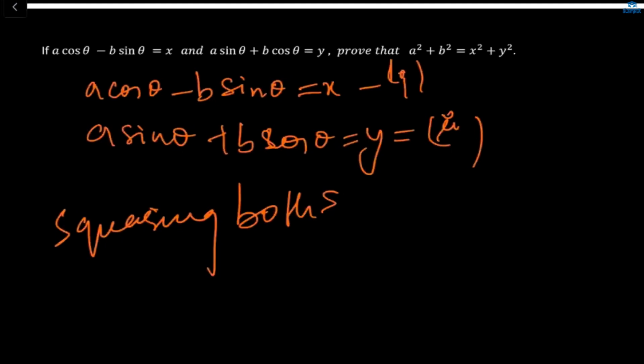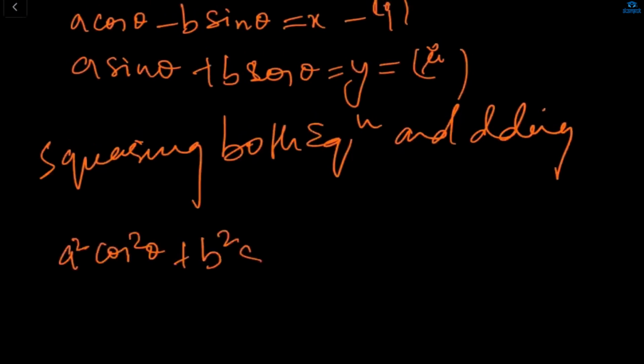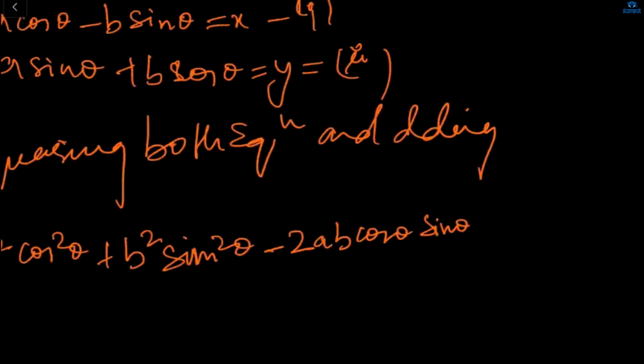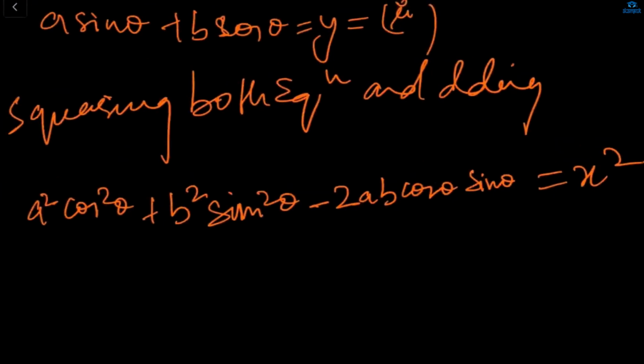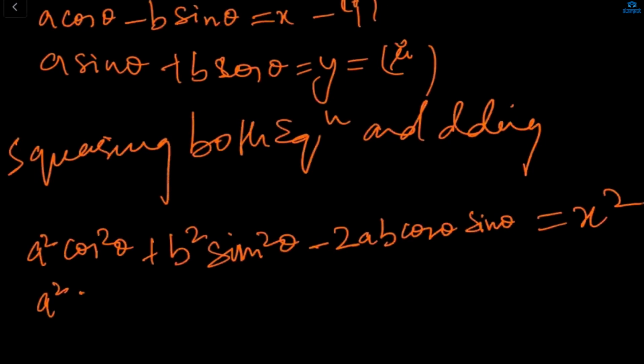Okay, so it will be a square cos square theta plus b square sin square theta, and since the sign is minus in between, it will be minus 2ab cos theta sin theta, is equal to x square. And now the second term, if you are squaring and adding, so it will be a square. I'm writing the sine terms at the sine place and cos, let me write here sin square.